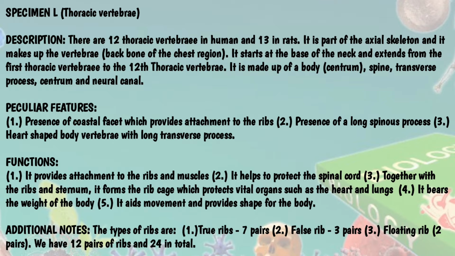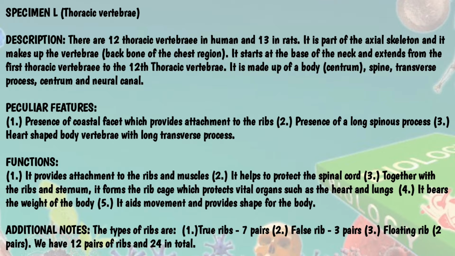But now let's talk about peculiar features. This will help you when you have to differentiate between one specimen and another. Number one is that this is the only bone that has what we call a costal facet. The importance of the costal facet is to ensure that ribs are attached. And obviously, you can see that it is only within the chest. That's where we have ribs. In our abdomen, we don't have ribs, so there's no need for a costal facet. Then number two is that they have a long spinous process, and also they have a long transverse process. And lastly, they have this heart-shaped structure.